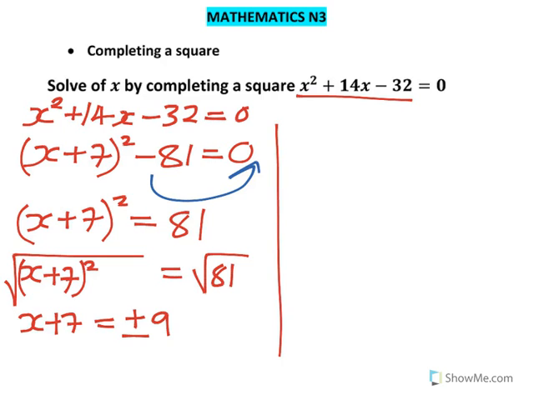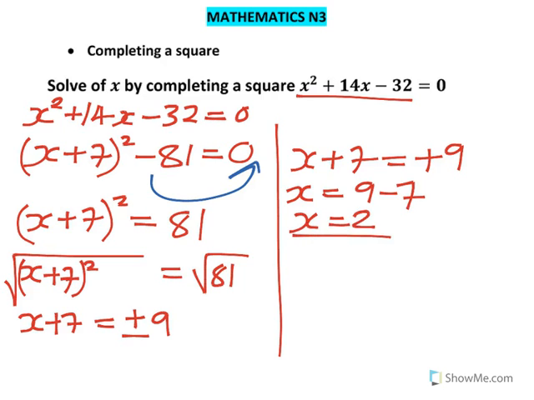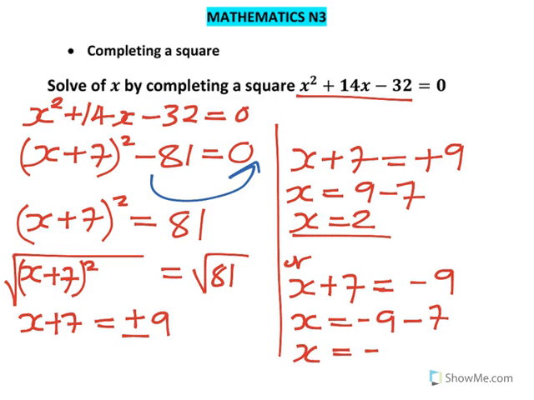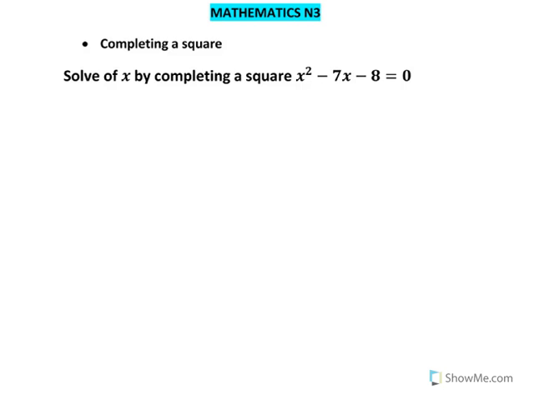So now what are you having? You are having x plus 7 is equal to, take the top part, plus 9. Then you solve for x. You are saying x is equal to 9 minus 7. Therefore x is equal to 2. Or x plus 7 is equal to, take the bottom part, which is minus 9. x is equal to minus 9 minus 7. Therefore, x is equal to negative 16. So those are the two values of x.